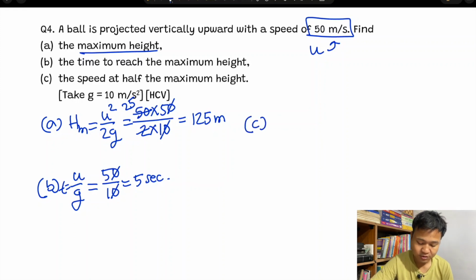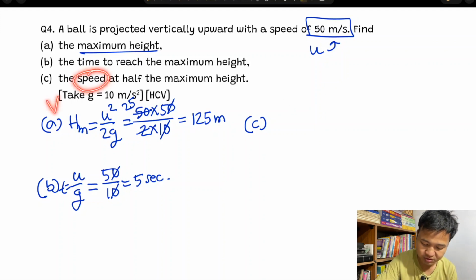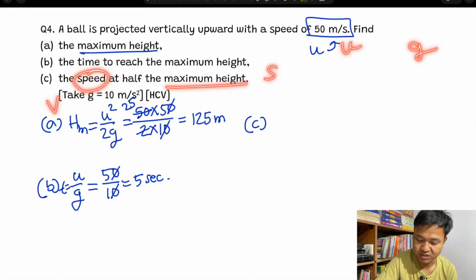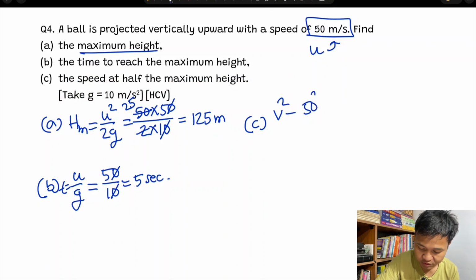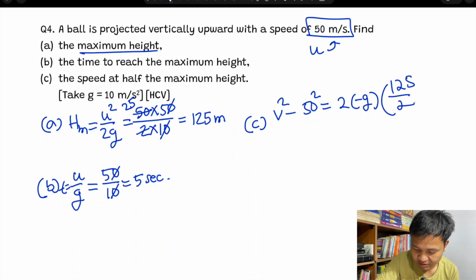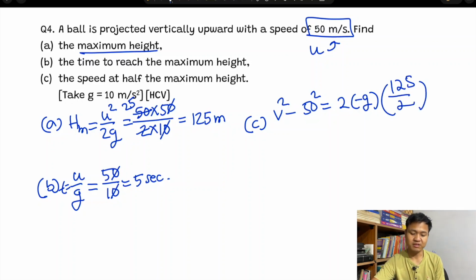So C: the speed at half the maximum height. The maximum height is 125. We have to find the speed v, we know u, z, and s, which is half of the maximum height. So you can apply v square minus u square equals twice zs. So v square minus 50 square equals 2z into half of 125, that is 125 by 2. The maximum height is 125, so half of it is 125 by 2. Okay, so you solve this one.